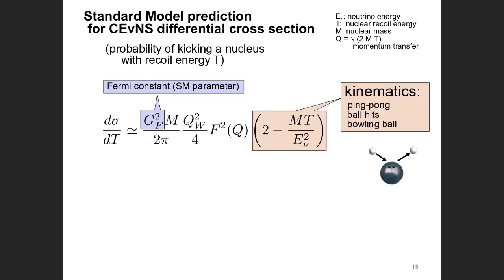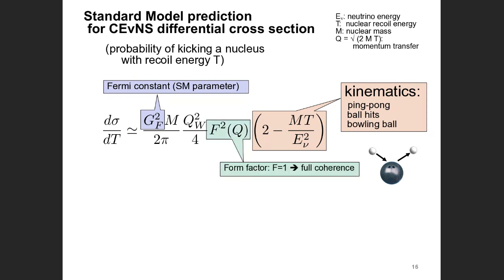This part here is the kinematics. So this is really telling you that it's an interaction. It's kind of like a ping pong ball hitting a bowling ball, and this tells you what the maximum energy recoil of the nucleus is. That's when this is 0 is where you get the maximum. And it's really actually very much like a ping pong ball hitting a bowling ball. It's actually hard to get that bowling ball rolling too fast.